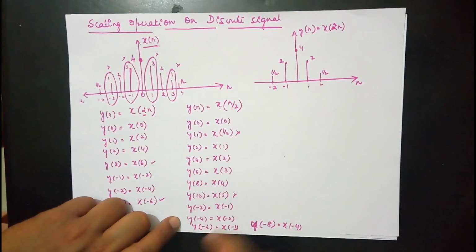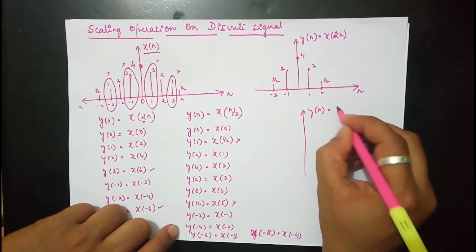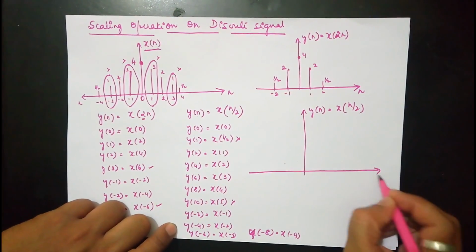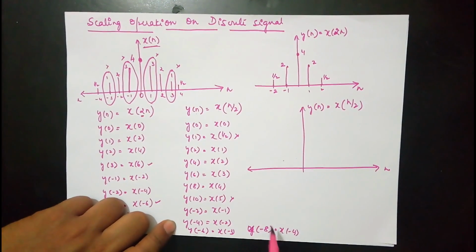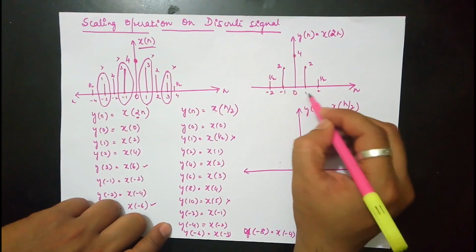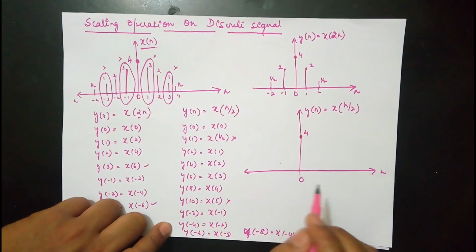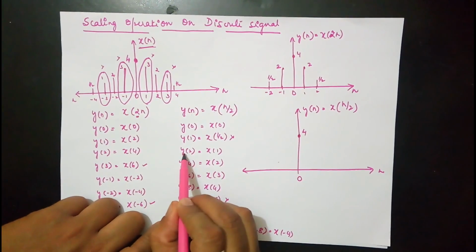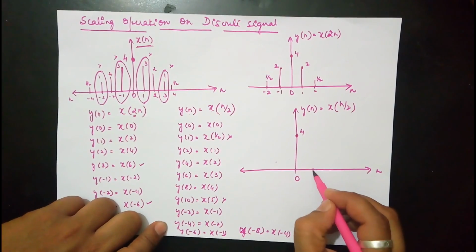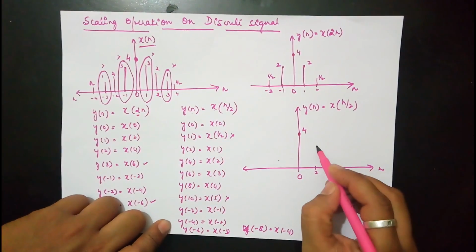That means if I plot this, y of n is equal to x of n by 2. Y of 0 is equal to x of 0. That means whatever is there at x of 0, I will be getting at y of 0 as well. So the amplitude is 4. Now y of 2 is x of 1. That means at 2 I will be getting whatever is there at x of 1. What is that? 3.